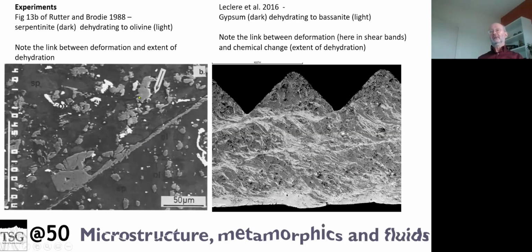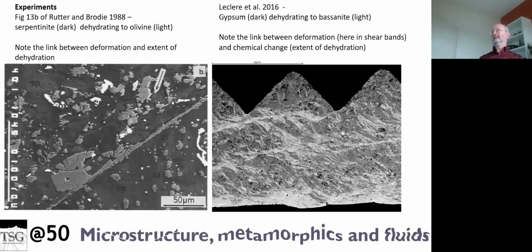Here's Rutter and Brodie dehydrating serpentinite, and it forms olivine, and the olivine is localized here along a little zone which has had displacement on it. So there's basically a link between the deformation and the extent of dehydration there. That's a key idea. We're getting this positive feedback. We need to understand it. We need theory and experiments to understand that more.